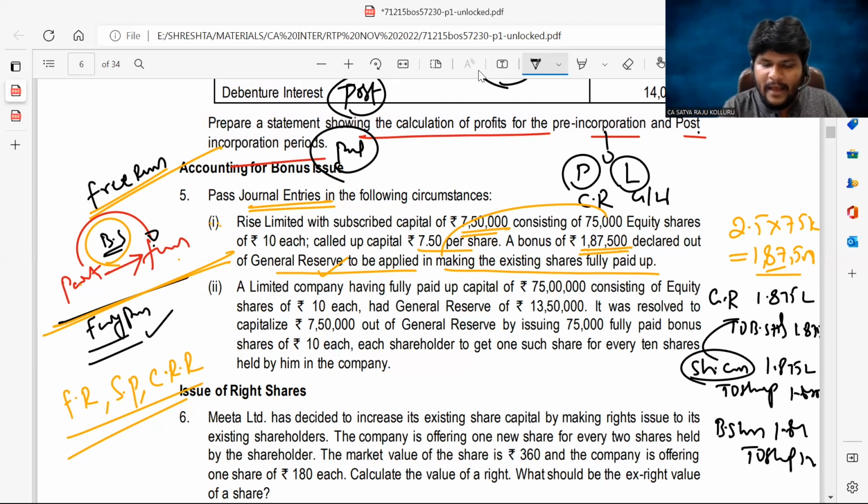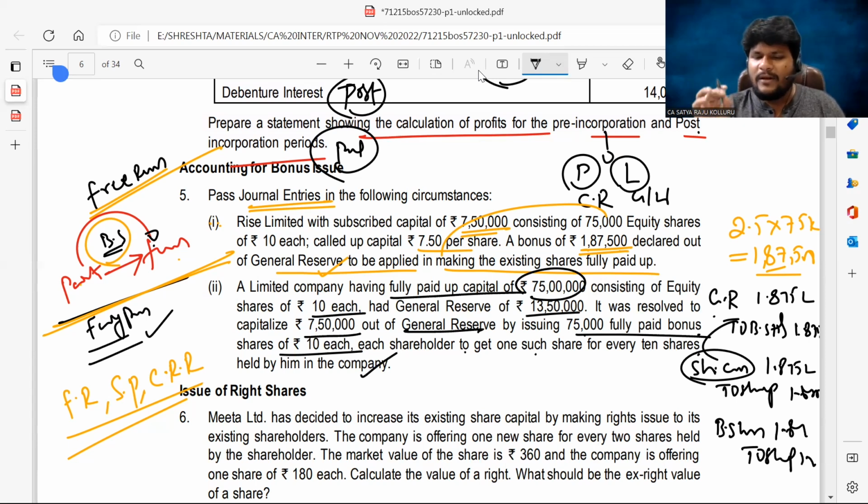A limited company having fully paid up capital of 75 lakhs consisting of equity shares of rupees 10 each, that is 7,50,000 equity shares, had a general reserve of so and so. It was resolved to capitalize 7,50,000 out of general reserve by issuing 75,000 fully paid up bonus shares of rupees 10 each. Each shareholder to get one such share for every 10 shares held. Same entries, a small modification. This entry is same, general reserve to bonus to shareholders. Amount is different, which was 75 lakhs right now.